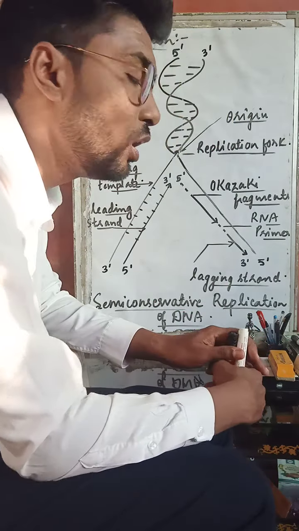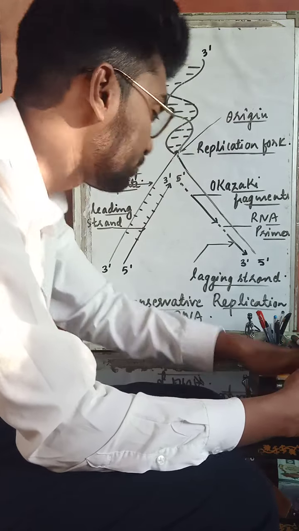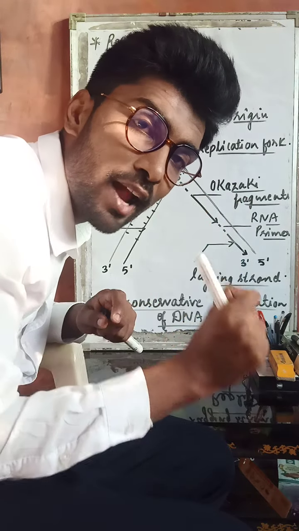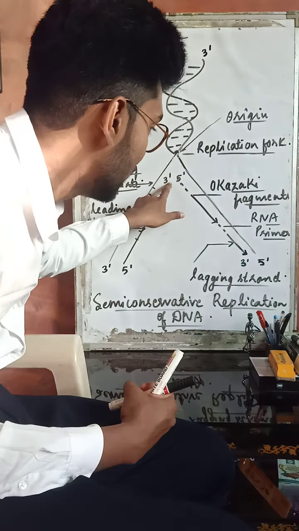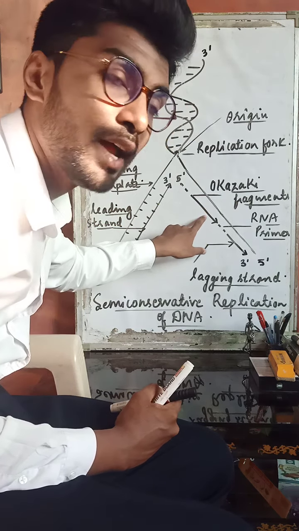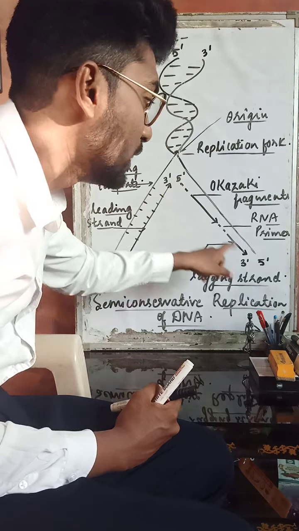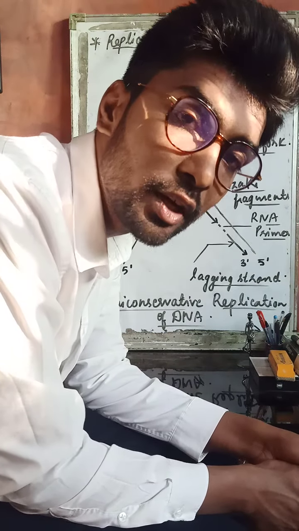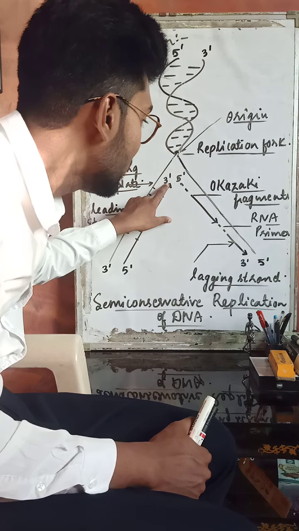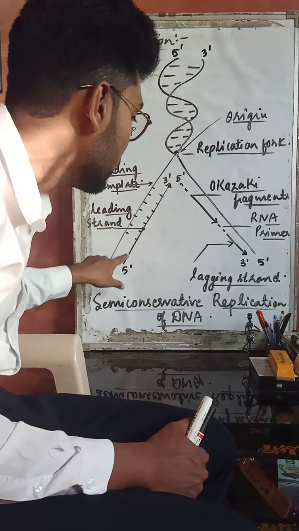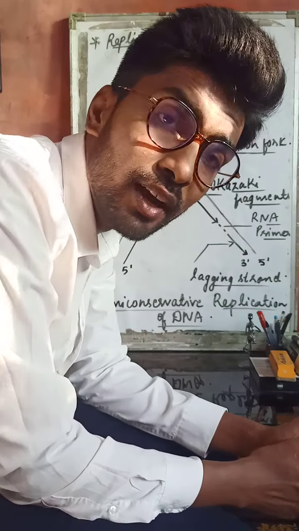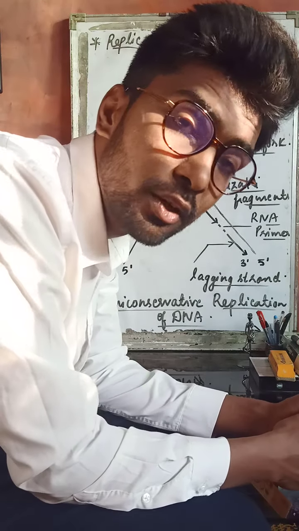Seventh step is generally called formation of leading and lagging strand. Right? You can see this is the leading strand and this is the lagging strand. The template strand with the free 3' end is called the leading strand or the continuous strand, and the template strand with the free 5' end is called the lagging strand or the discontinuous strand, right?